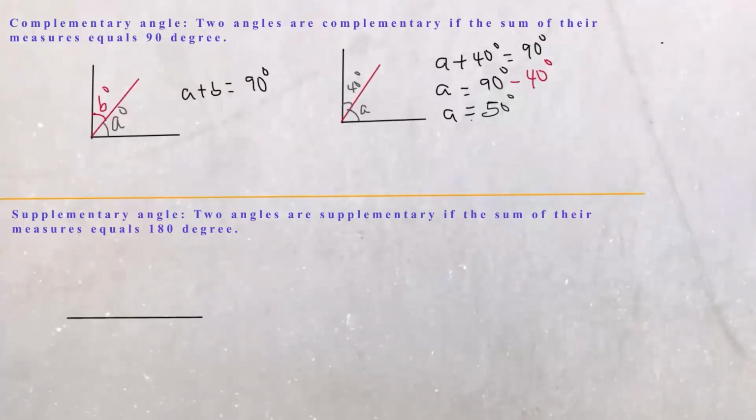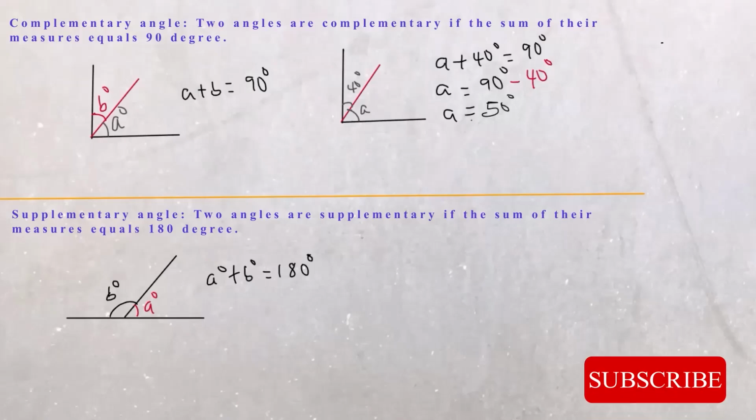Here is a straight line. Supposing we have a slant line drawn up here. We label this angle A and this angle B. Angle A is supplementary to angle B since the sum of both angles equals 180 degrees.